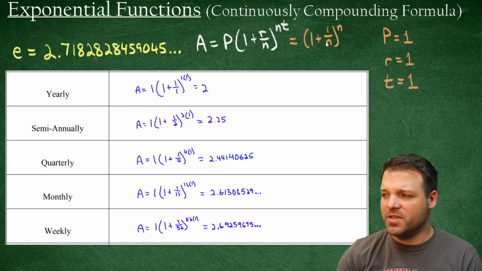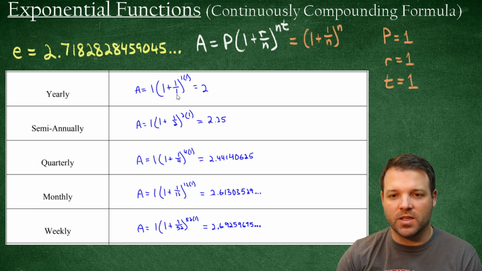So remember, this is compounding over 1 year. If n is 1, that means I'm compounding yearly, so we plug in 1 for n here. That ends up being 1 plus 1, which is just 2, which I guess is kind of close to 2.718, so on and so forth. But once we start increasing n, let's see what happens. If we compound semi-annually, then n is 2, and we end up with 2.25. So it's a little bit closer to 2.718.